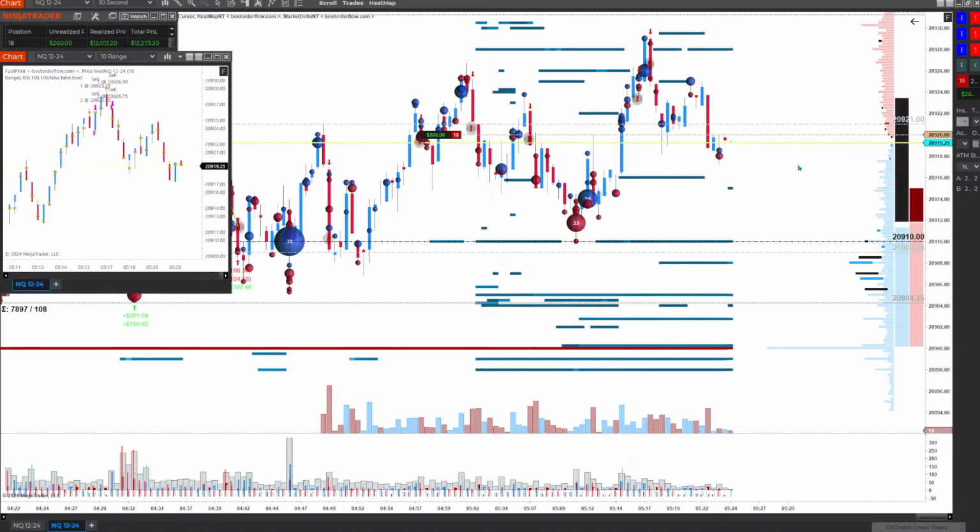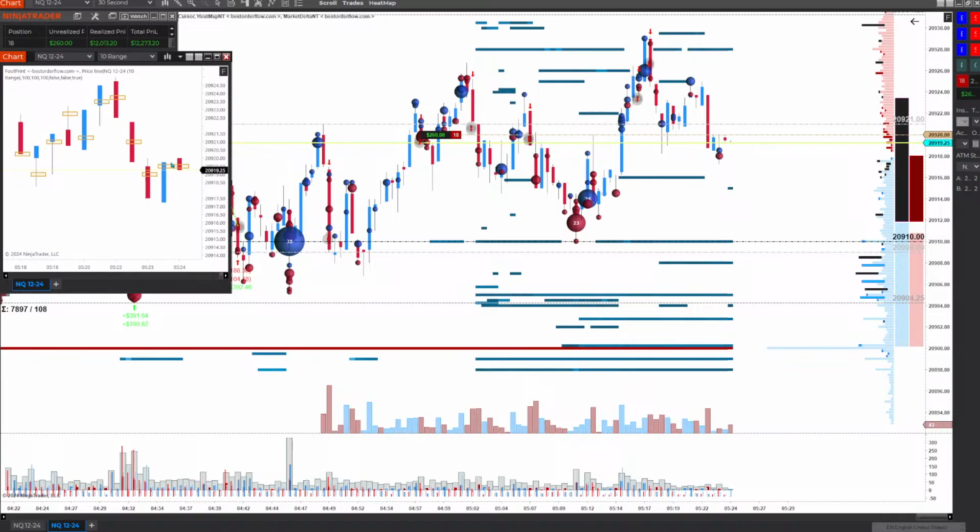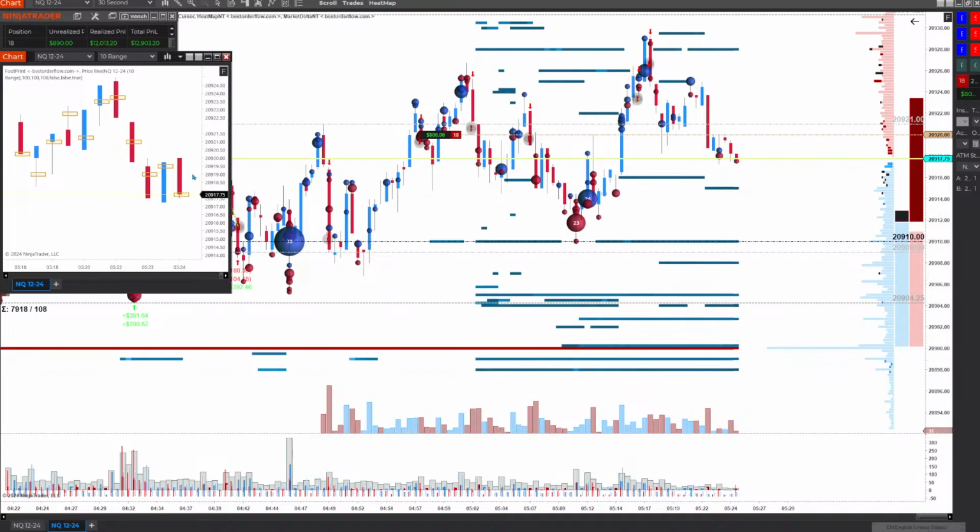It depends on the size of this candle. So we'll see what's going on here on the ranges. Was this blue candle just a pullback? And now we're going to take over with a red candle on the 10 range. This is a really good candle for me. It indicates we intend to go lower, buddy.